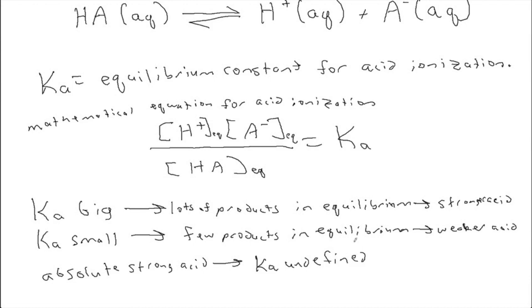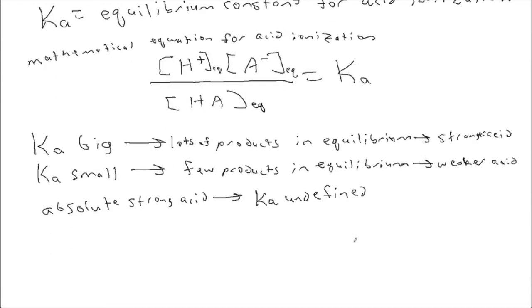So we only use Ka for weak acids. The bigger the Ka is, the stronger the acid in a relative sense, but it would still be weak in an absolute sense.